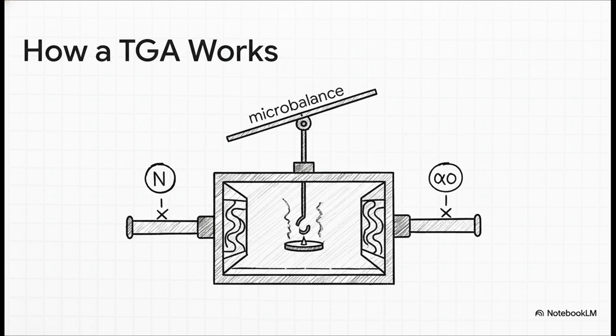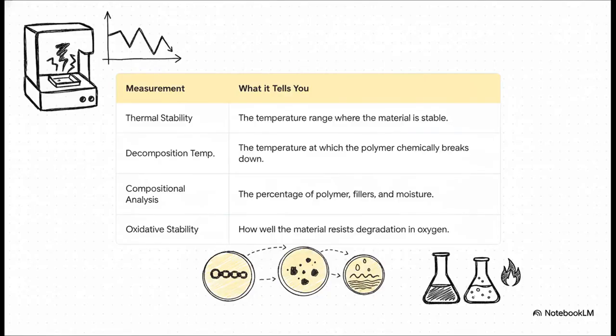The sample sits right on the balance inside that furnace, and the machine records every tiny change in mass as the temperature climbs. But here's the really cool part. You can control the atmosphere. You can run the test in nitrogen to just watch it decompose, or you can switch to oxygen to study how it burns. And why is this so useful?